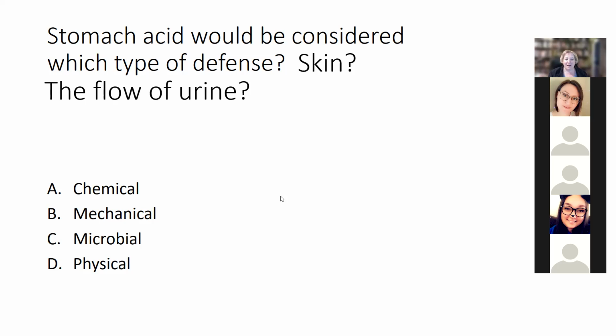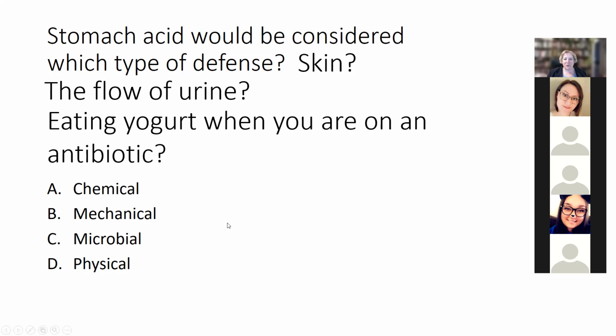All right, so if I'd asked about the pH of urine, that would have been chemical. And physical is if it were stationary, like the lining of the bladder, which would be considered physical because it's not moving. Because the flow of urine is moving, we consider it mechanical. Let me see how much time we got. Oh, we've got time for one more.